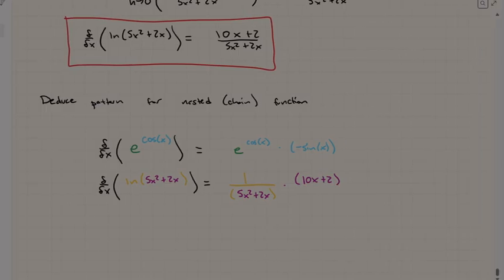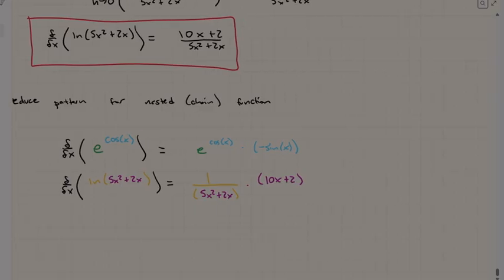And so if we look at this first one, let's say that g would be e to the x, and h would be cosine of x. So basically this is representing g of h of x. We're plugging in the value of h into our function of g. That's why it's called a nested or chained function. And just to help us see the pattern, the derivative of e to the x would be itself, e to the x, and the derivative of cosine would be negative sine.